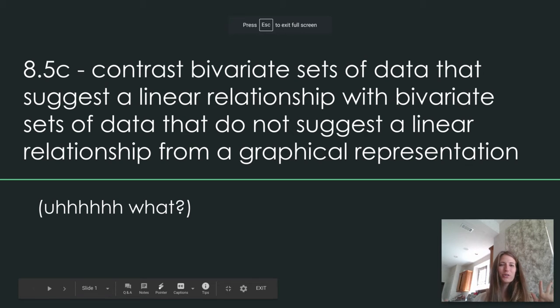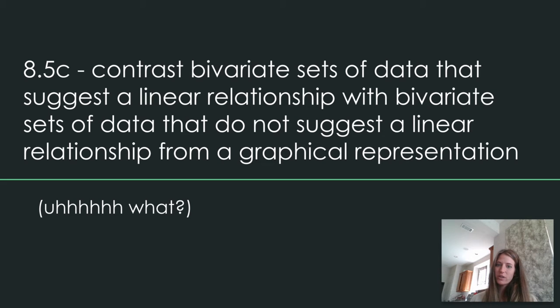Guys, so we're going to go over 8.5C, which is an 8th grade standard. It is about contrasting bivariate sets of data that suggest a linear relationship with bivariate sets of data that do not suggest a linear relationship from graphical representations. So we're going to be dealing with graphs, and we're dealing with a lot of words that you probably never heard before. So let's go over that.